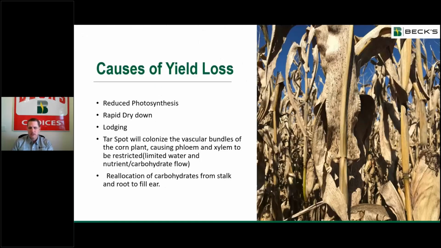So the causes of yield loss is kind of fourfold. We will see a reduction in photosynthesis. Obviously, some of those pictures I've shown previously and the picture on the screen now, you can see that it does take over that leaf surface. So obviously that corn plant's not going to be able to efficiently photosynthesize, making those sugars, making those starches to be remobilized to make grain.